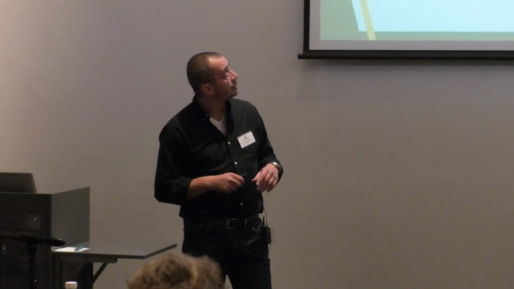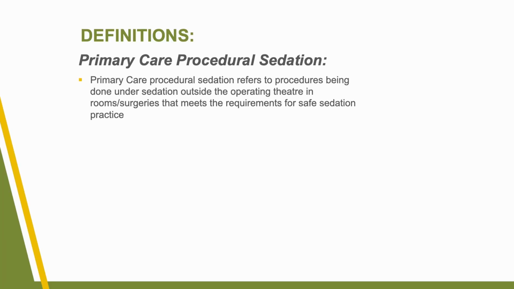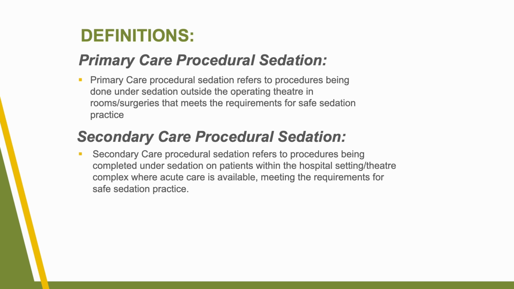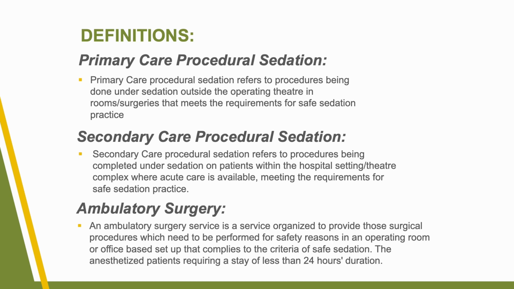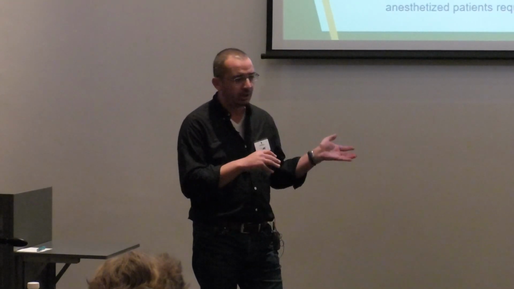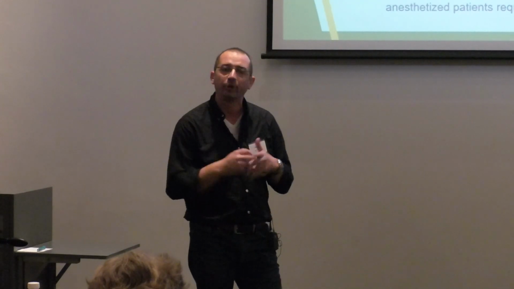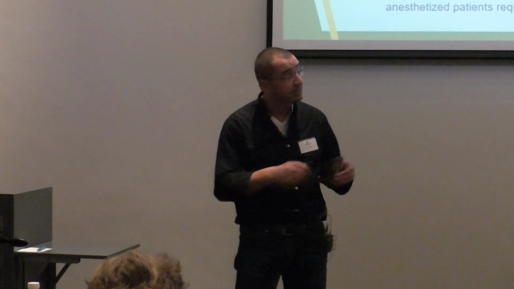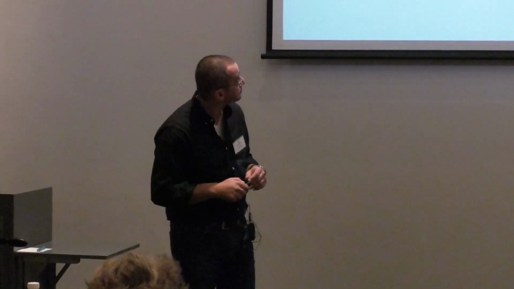So some basic definitions. I'm sure you've seen all of this stuff before. What is primary care procedural sedation? That's sedation that we do outside the operating room, and hopefully it's in a place that meets the requirements for safe sedation. Secondary care sedation occurs within a hospital where acute care after that is available. And what is the definition of ambulatory surgery? Very simple. You come in, you do your procedure, whether it's in the hospital or in the rooms, and you go home. There's no 24-hour stay, and that's the definition of ambulatory surgery.